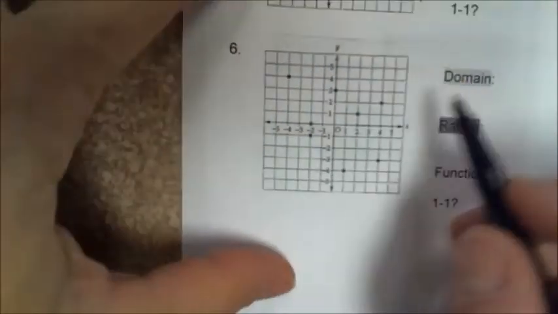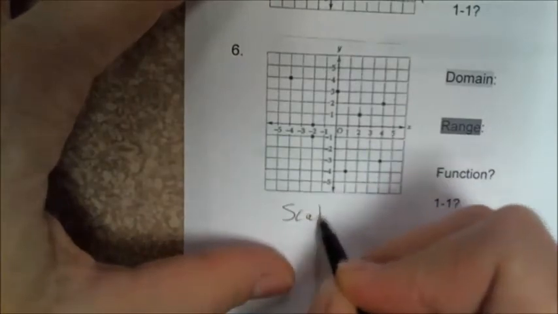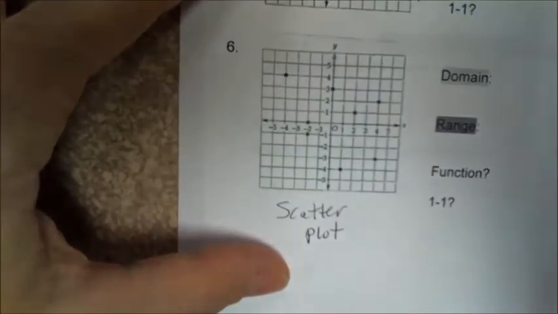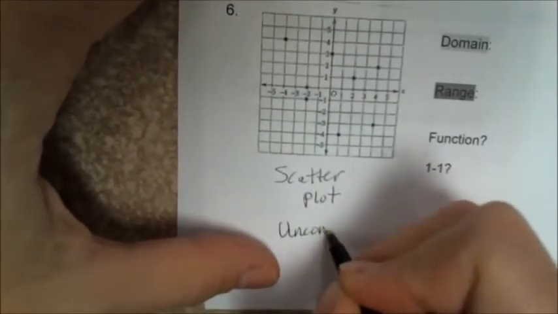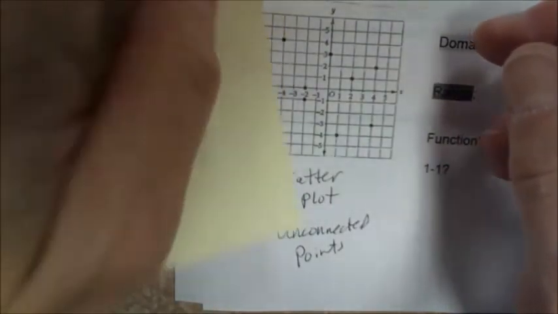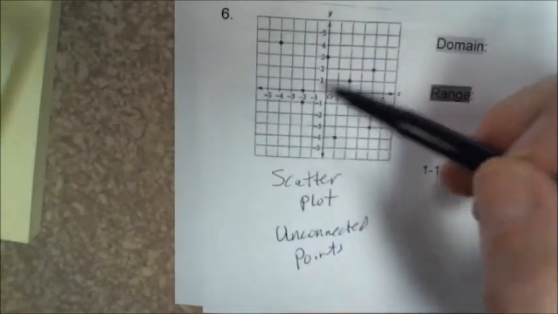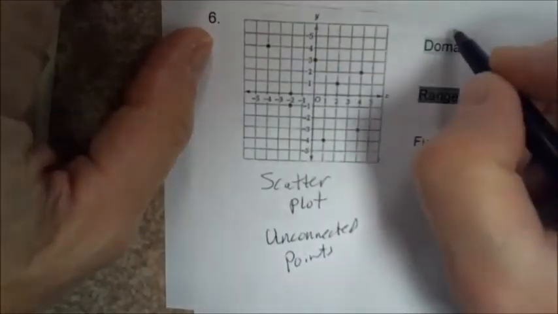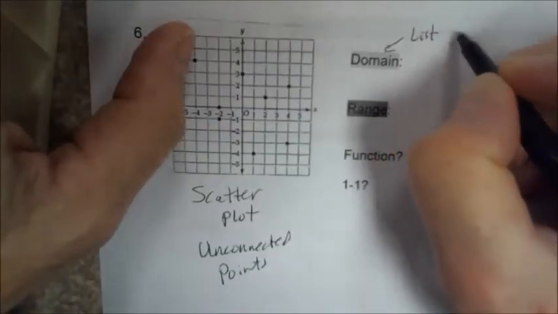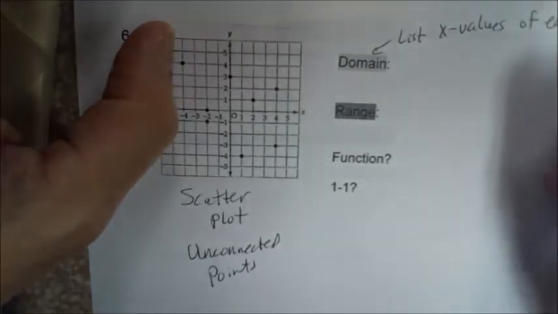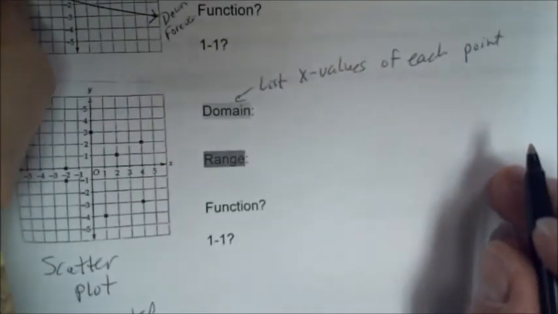Now this one is different. This is called a scatter plot. Scatter plots are just a bunch of points that are unconnected. So we don't go with this paper here and say, oh, leftmost, rightmost, bottom, top, because it doesn't connect. So what we have to do is list all the x values of every point. List the x values of each point.